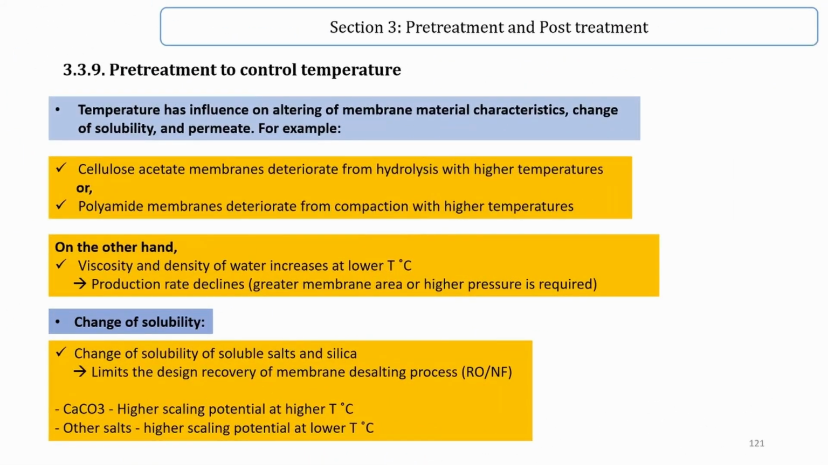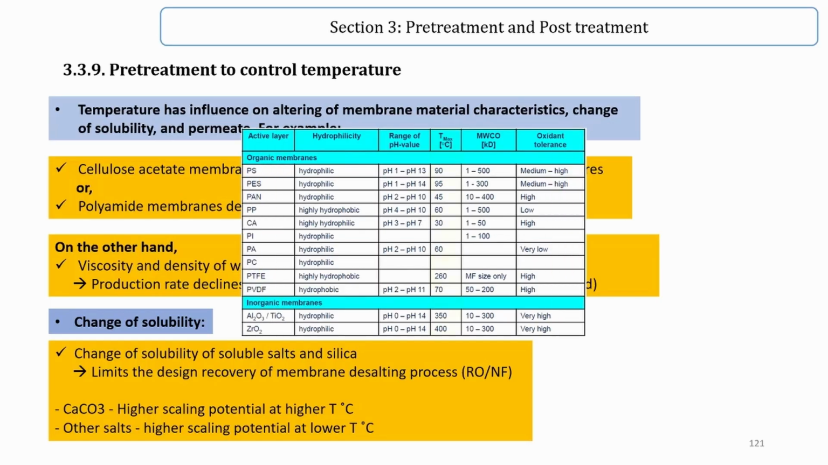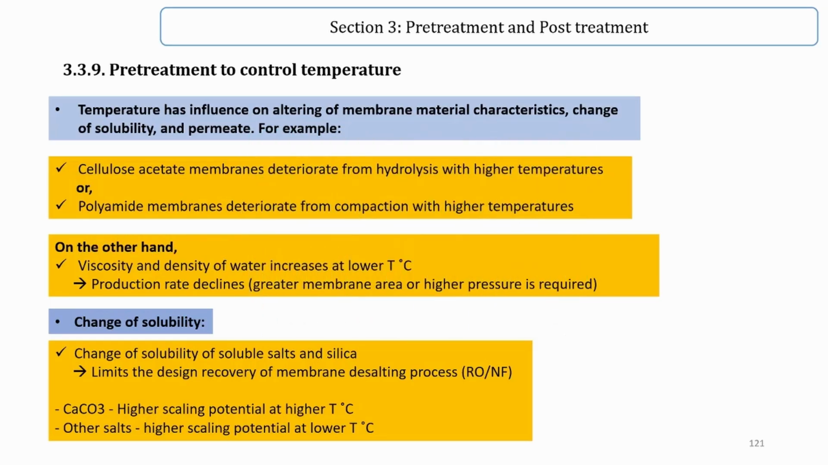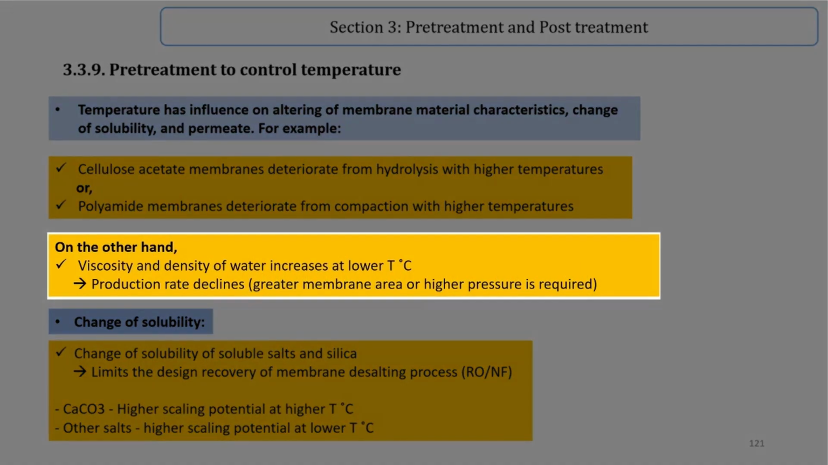Pretreatment to control temperature. Temperature has influence on altering membrane material characteristics, change of solubility, and permeate. In this table, you can see the maximum temperature of membrane materials. For example, cellulose acetate membranes deteriorate from hydrolysis with higher temperatures, or polyamide membranes deteriorate from compaction with higher temperatures. On the other hand, viscosity and density of water increase at lower temperature. As a consequence, production rate declines.